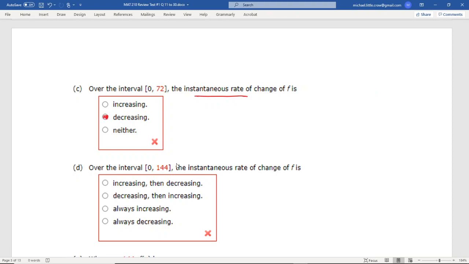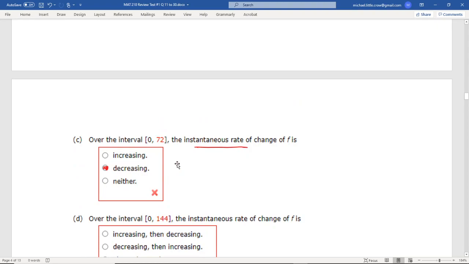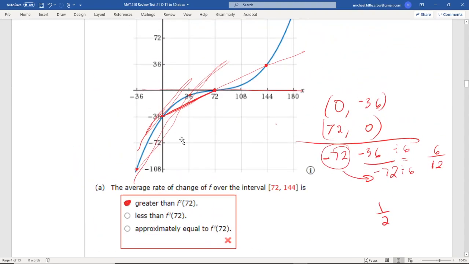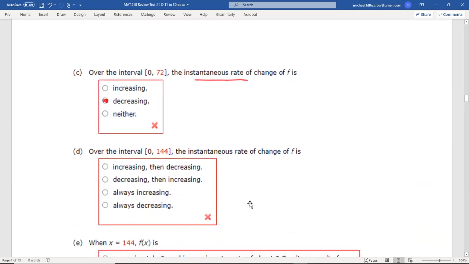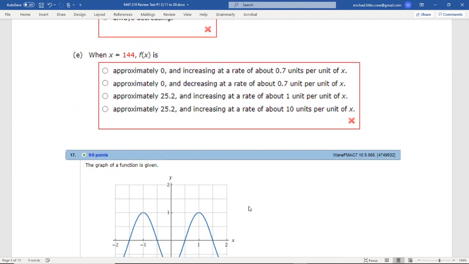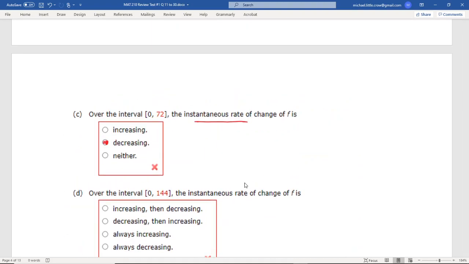Over the interval 0 to 144, the instantaneous rate of change is, well, we see that the first part was decreasing. So it's decreasing first along here, and then it goes to 0, and then the slopes start getting steeper, so they're going to increase. Decreasing, then increasing. Just drawing tangent lines along the way and seeing what they're doing. They were decreasing, then increasing.